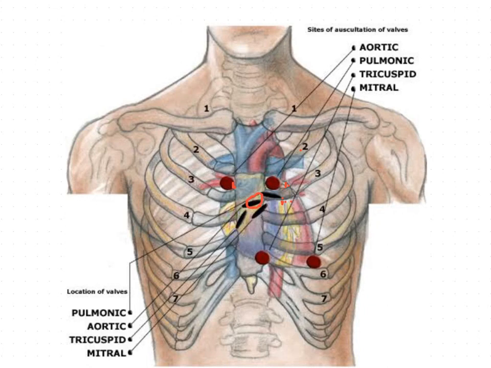Okay, and now the auscultation area of this aortic valve is the second right costal cartilage near the sternum. So this one is the second right costal cartilage near the sternum. This is the auscultatory area.